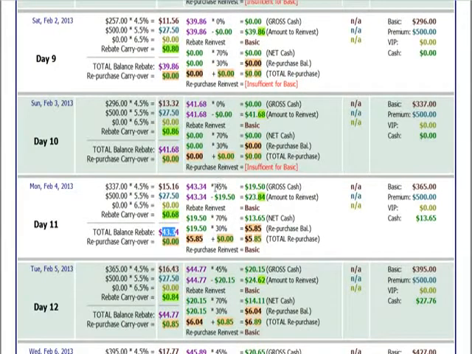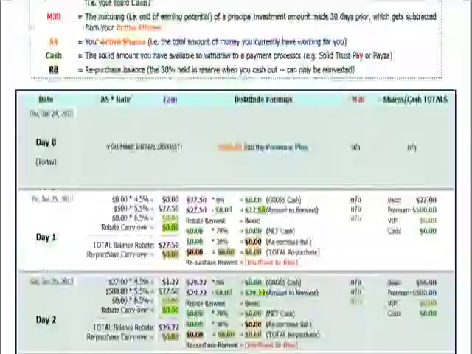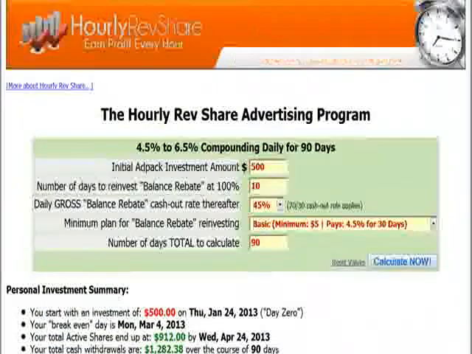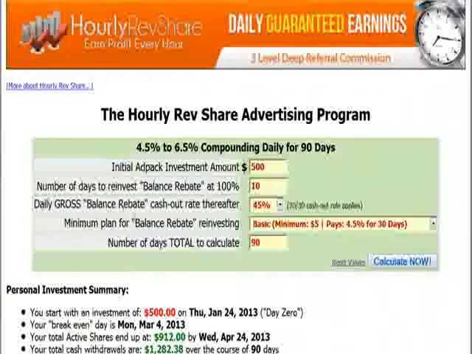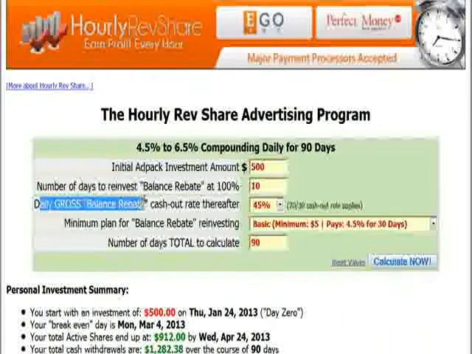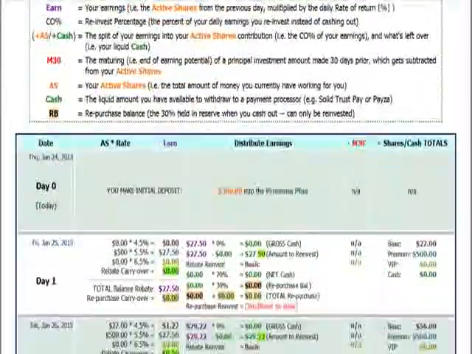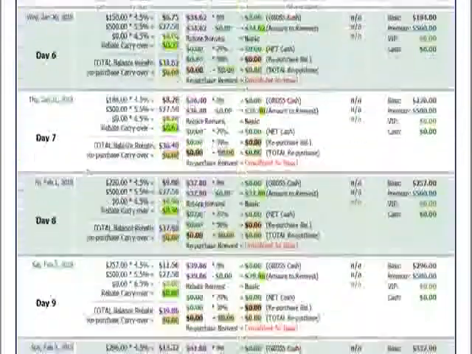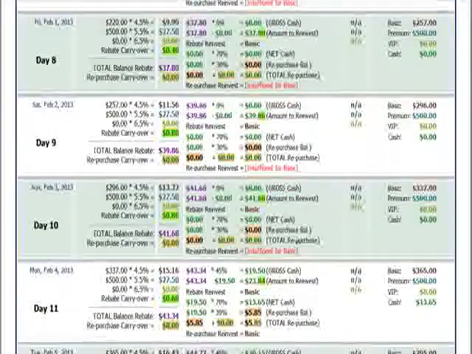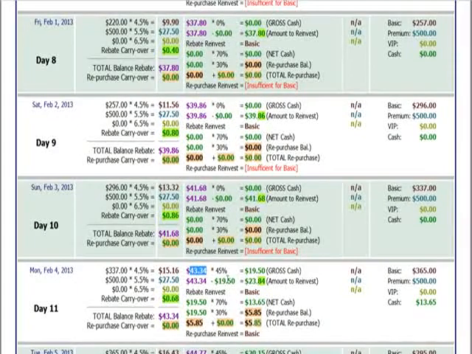So here's how we're going to divvy it up. We said we want to take out 45% of the gross. Once again, we said that up here, right? We said we are going to take out 45% daily balance rebate. We want that, and we're going to take that out as cash. So we're going to go back now to day 11, which is when we first cash out. And again, we had $43.34, okay?